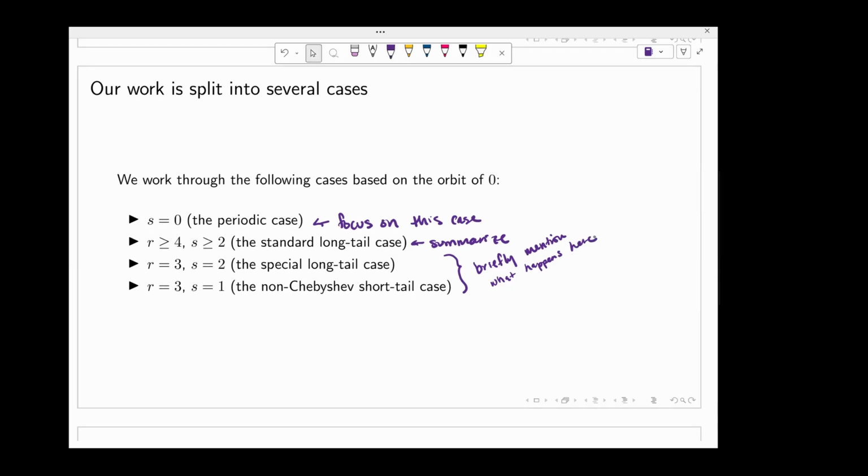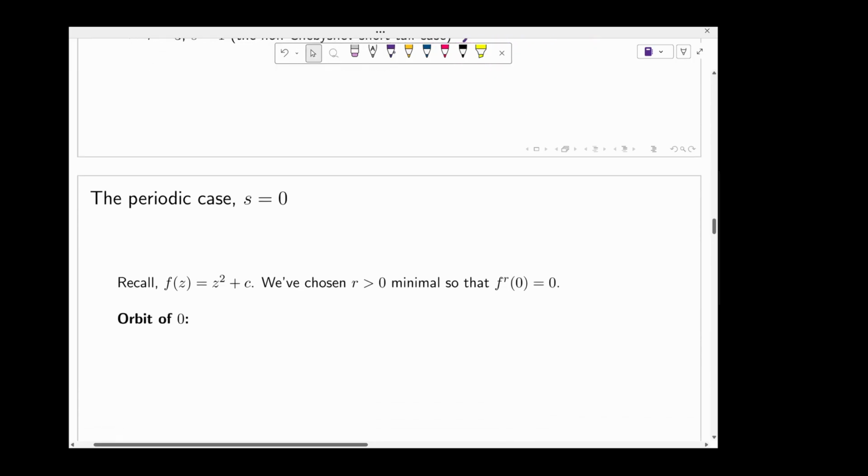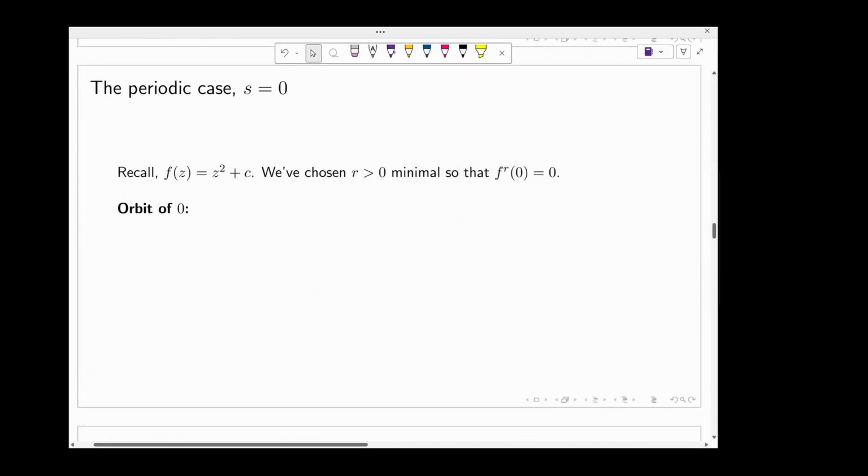Okay, so how does this all work? So we're thinking now about the periodic case. Let's remind ourselves of the notation here. f is going to be a quadratic polynomial of the form z squared plus c, and we've chosen r greater than 0 minimal so that f to the r of 0 is 0.